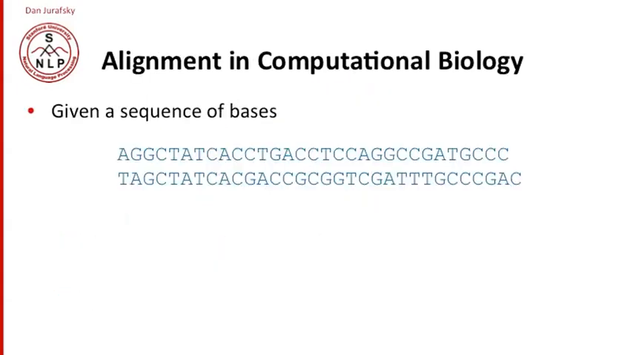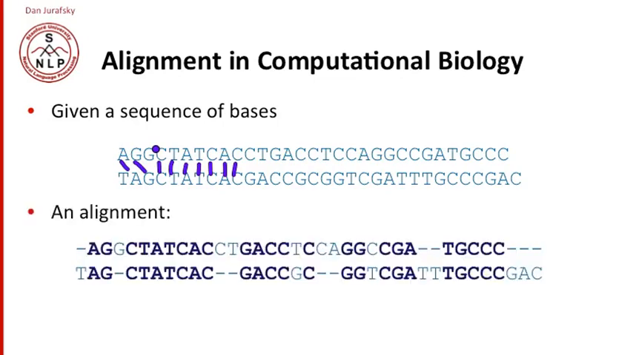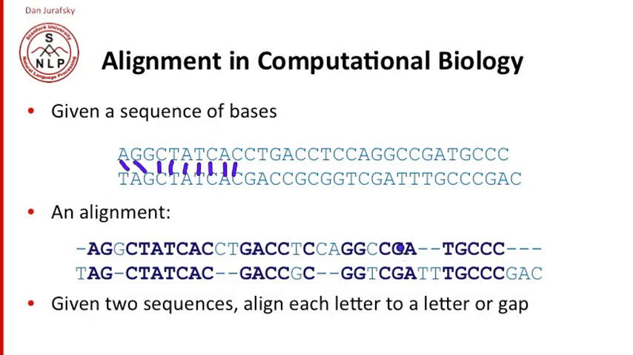In computational biology, we've seen sequences of bases, and our job is to figure out that this A aligns to this A, and this G to this G, and maybe this T, A and T, and C, A, C, and so on. This C to here, so we can see that there's some kind of insertion there, and we can represent, again, that alignment between characters by showing this aligned string of symbols. So the task is, given two sequences, align each letter to a letter or a gap. That's our task in biology.